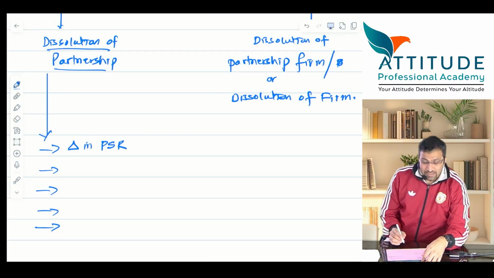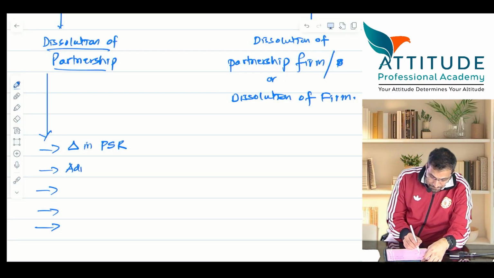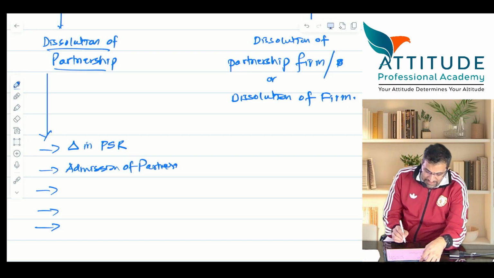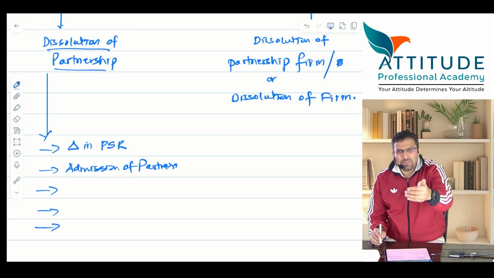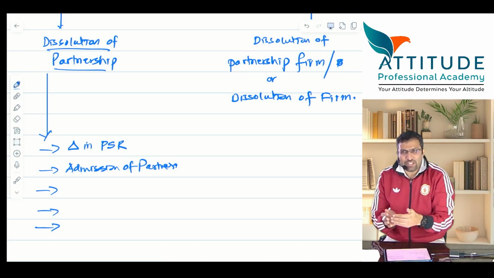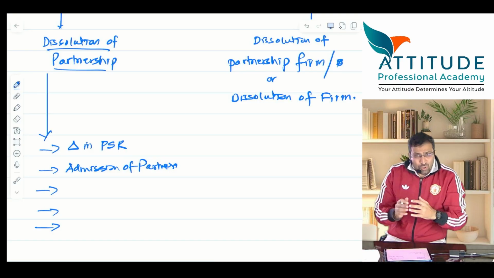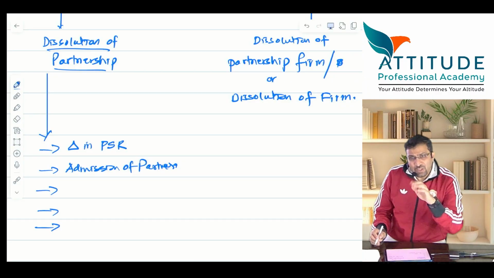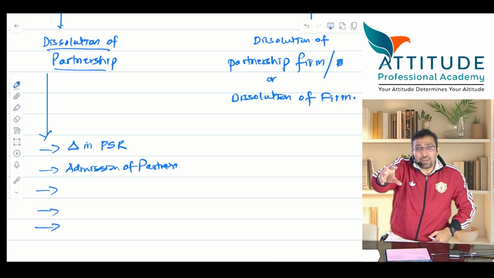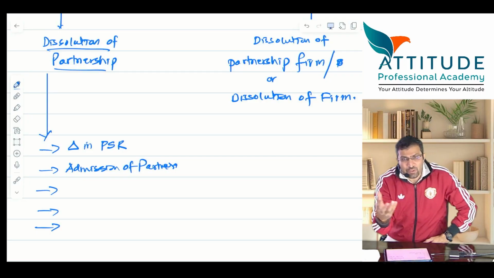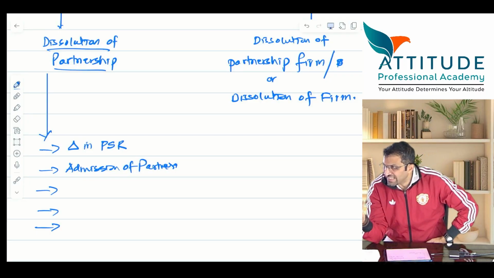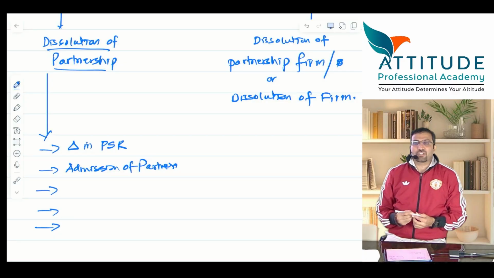So what happens in admission of partner? Tell me, what happens in it? In admission of partners, a partner is admitted. Reasons are many. Might be the partnership firm is falling short of funds. Might be a good number of people are required for working. So admission happens. But when a partner is admitted, will the profit sharing ratio remain the same or will it change between all the existing partners? It will definitely change. This is also known as dissolution of partnership.